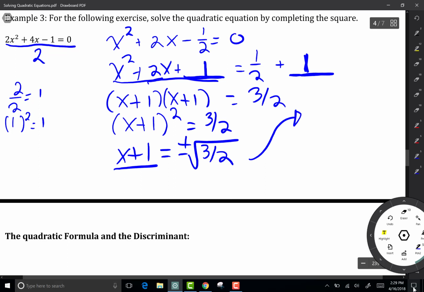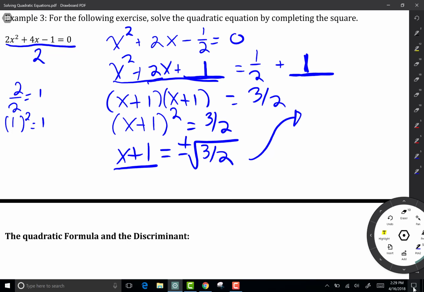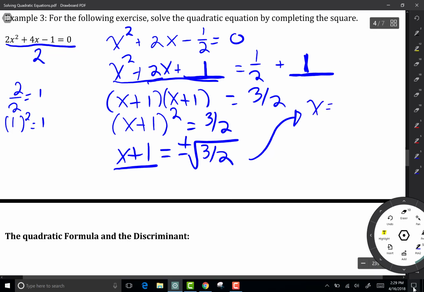Now, I'm going to subtract 1 from both sides. So I get minus 1 plus or minus the square root of 3 over 2.